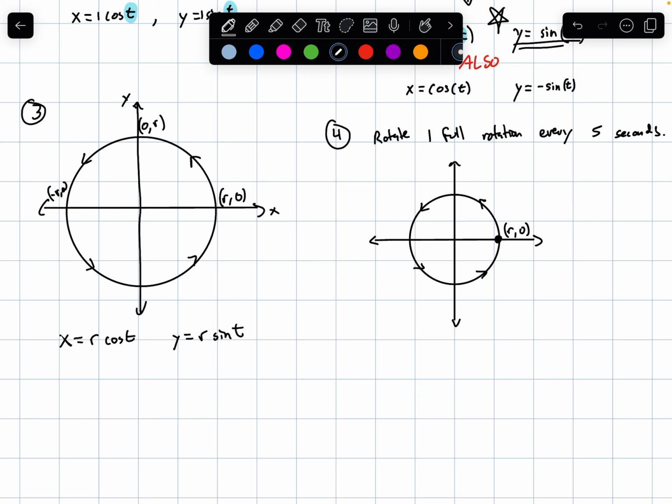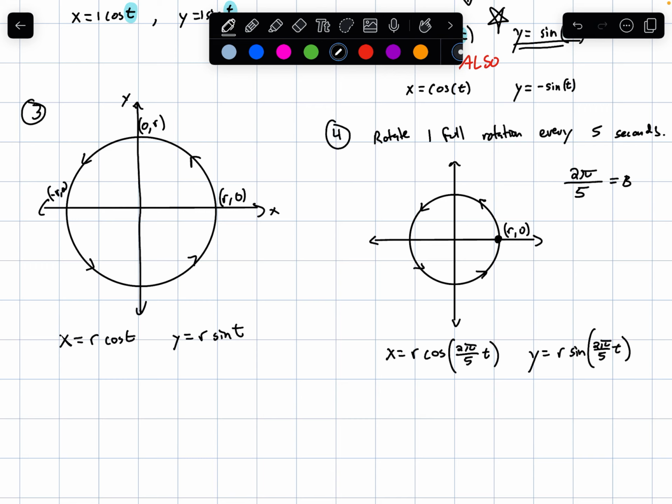So if I want to go around a full rotation in 5 seconds, then I need to take the normal period, 2 pi, and divide it by 5. We sometimes call it a b value, but basically what I'm going to write is x equals r cosine of 2 pi over 5 times t, and y is equal to r sine of 2 pi over 5 times t.